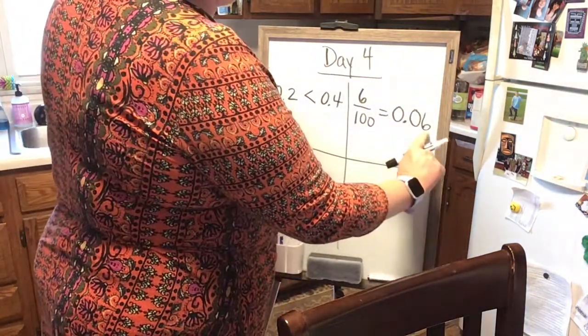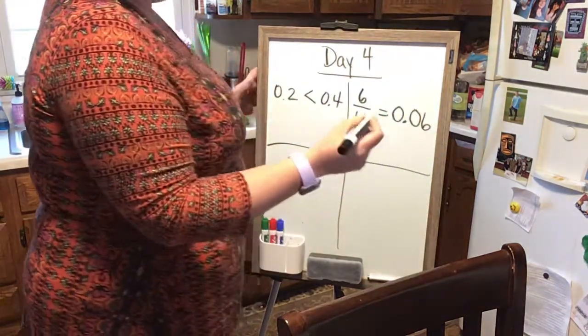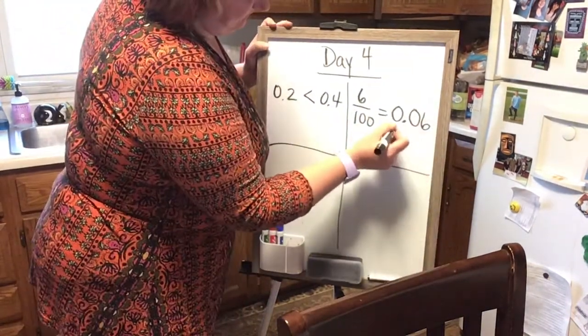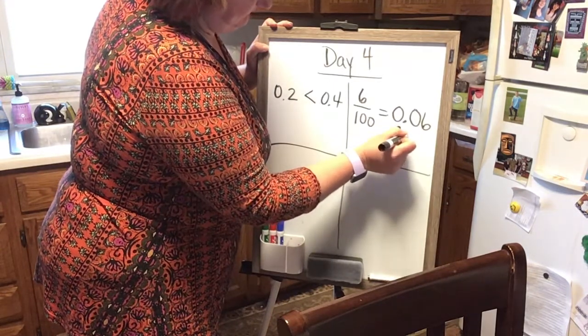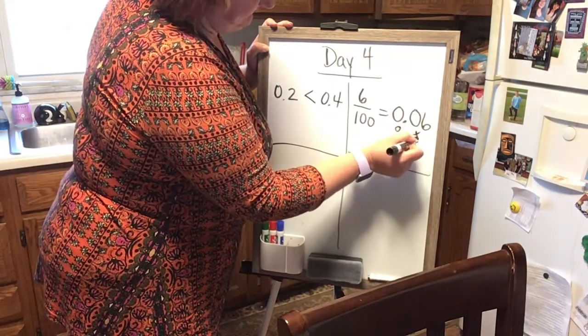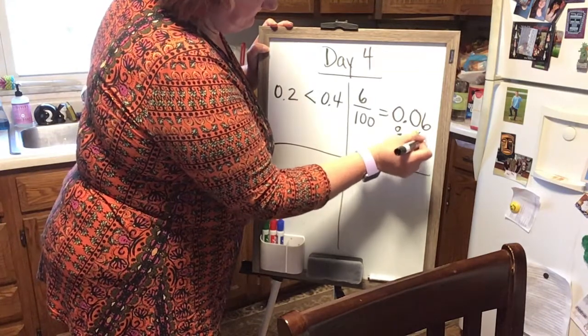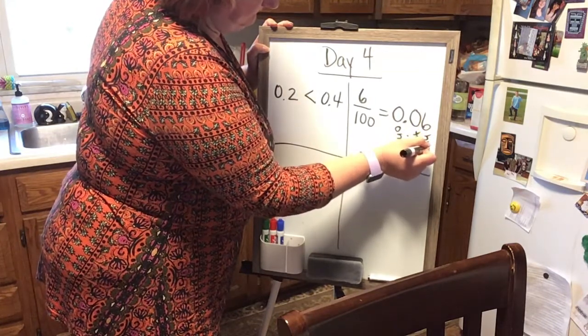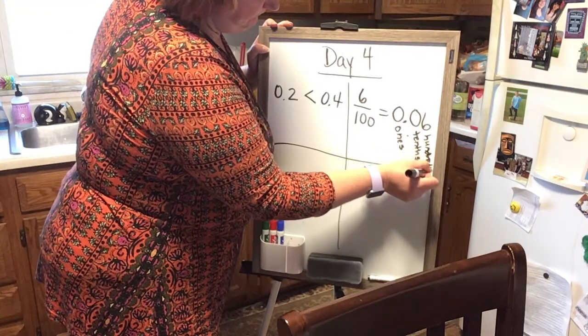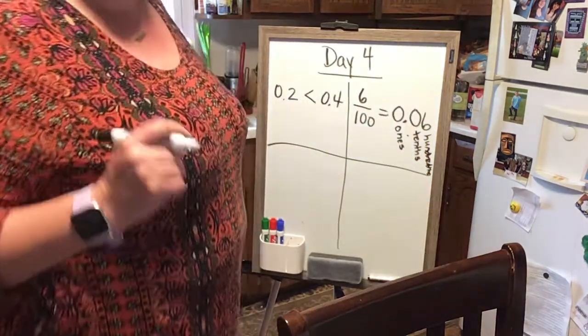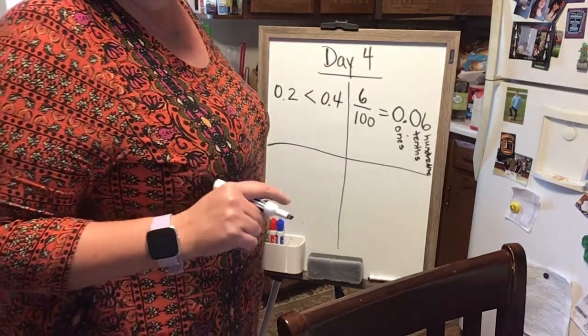You read it 6/100ths, because as far as place value goes, this is the ones, then you have your decimal point, and this is tenths, and this is hundredths. Okay, so 6/100ths is how you read that.